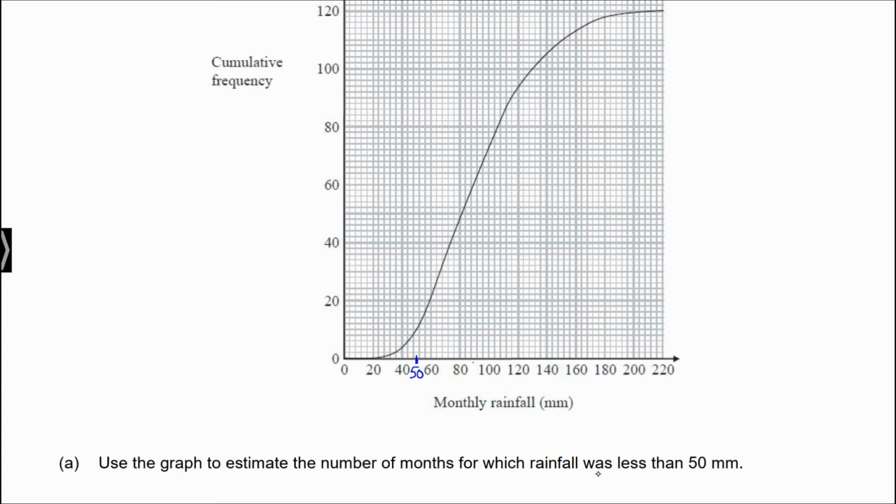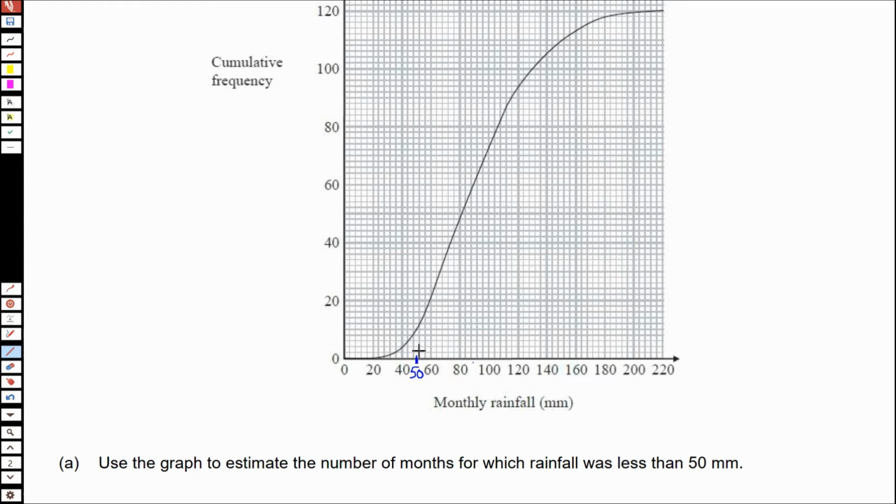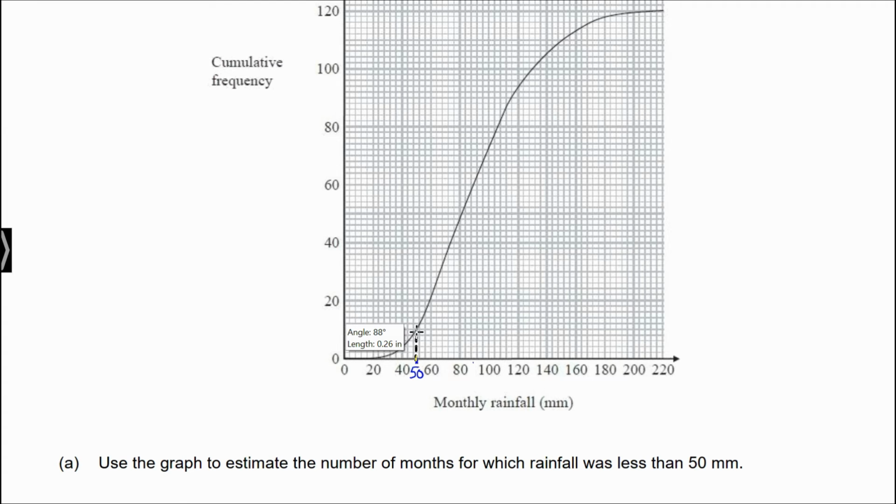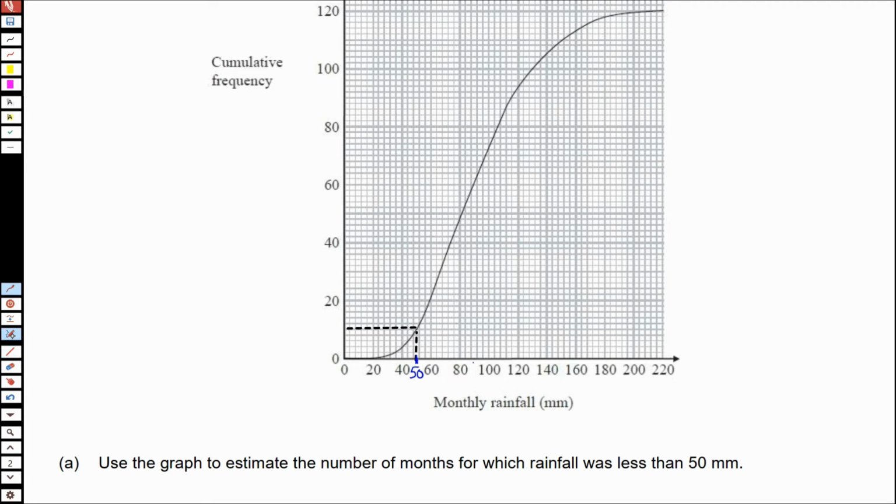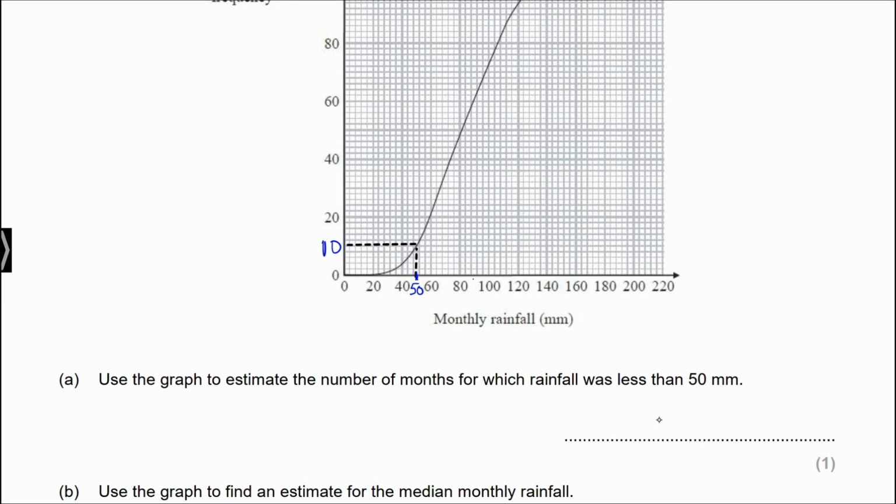So we want to estimate the number of months. The number of months here is represented by the y-axis, less than 50. So you have to take your ruler, draw a vertical line somewhere there, and then a horizontal line from there all the way to somewhere there. And if you draw it properly, from the scale that's given, that value is about 10. Yeah, so that will be 10 months.